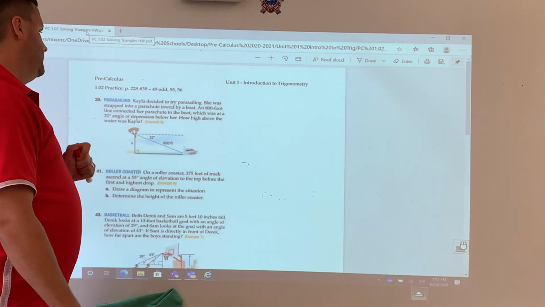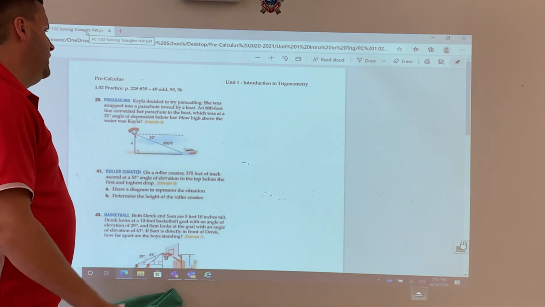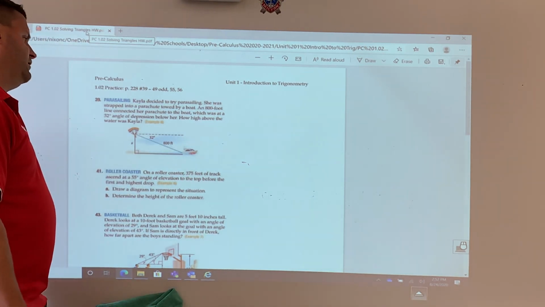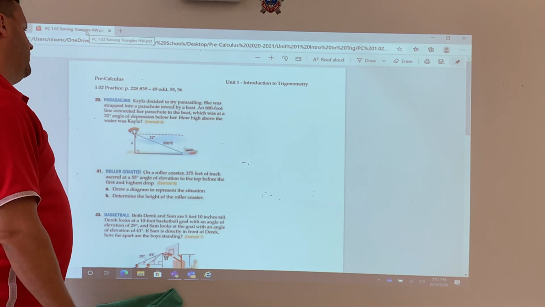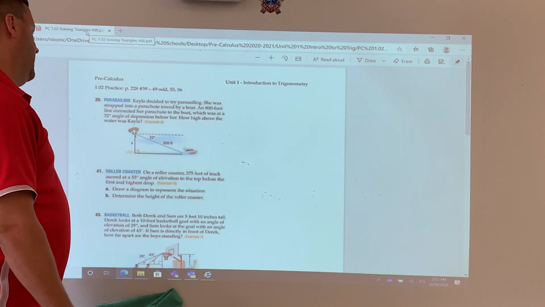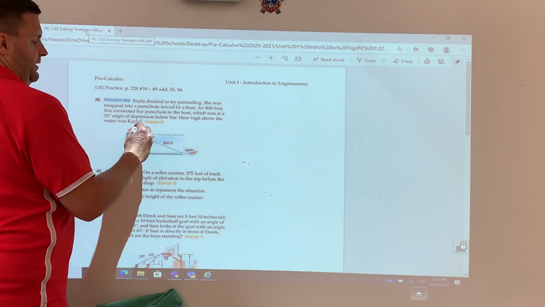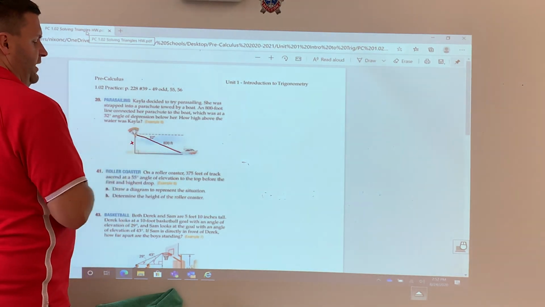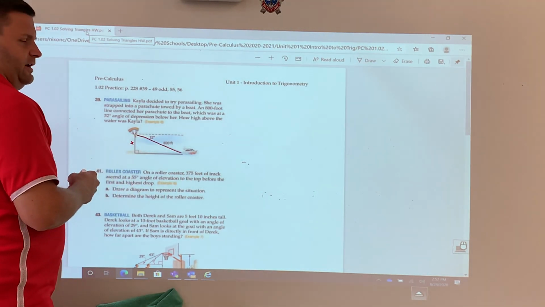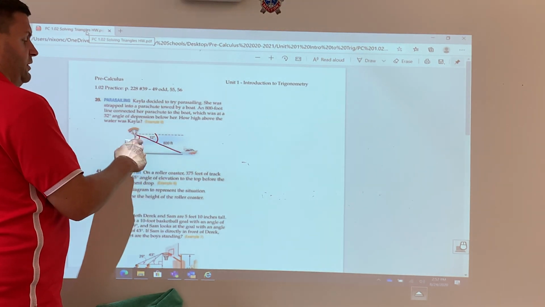Okay. So Kayla decided to try parasailing. She was strapped into a parachute, towed by a boat. An 800-foot line connected her parachute to the boat, which was at a 32-degree angle of depression below her. How high above the water was she? Okay, so we know then that this right here is 800 feet. We're trying to find this, and we don't know anything else. We know this angle on the outside. We don't know this angle. We know it on the outside.